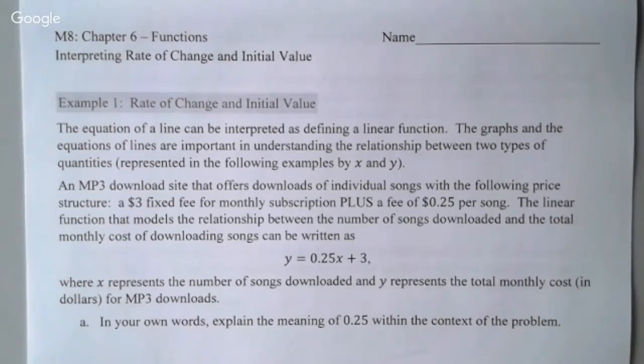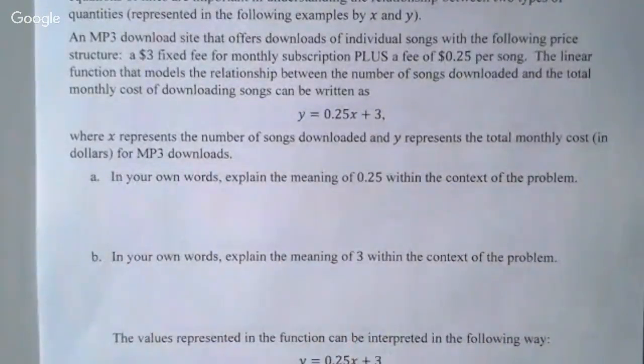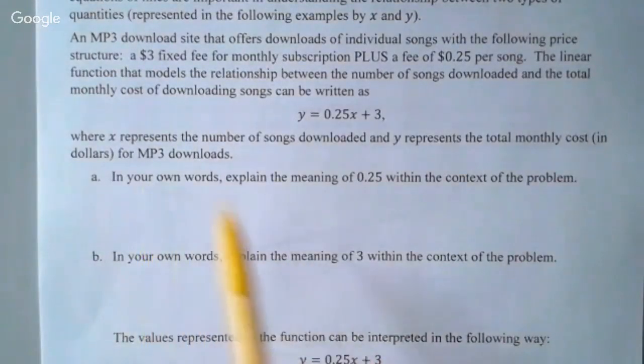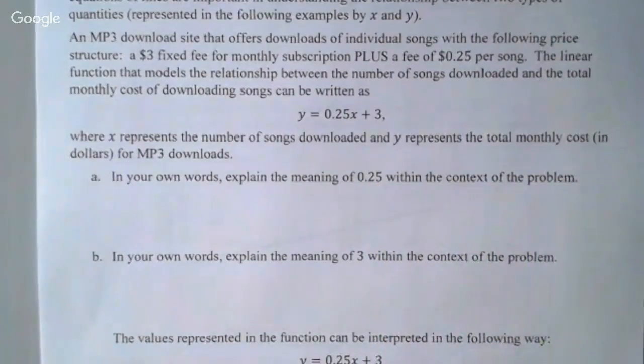The linear function that models the relationship between the number of songs downloaded and the total monthly cost of downloading songs can be written as y equals 0.25x plus 3, where x is the number of songs downloaded and y represents the total monthly cost in dollars for MP3 downloads. So let's break down, which this should be familiar to you, what all the pieces are and what they mean. Okay. So first it says, in your own words, explain the meaning of 0.25 within the context of the problem.